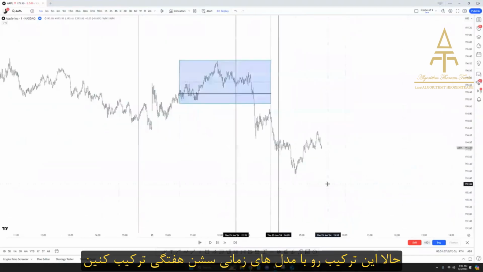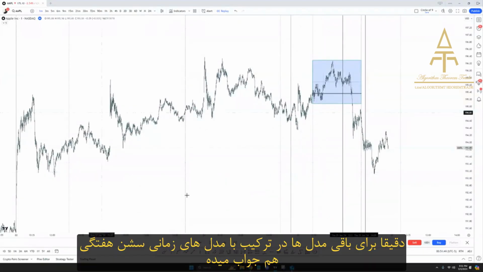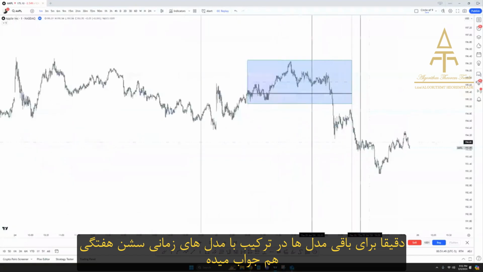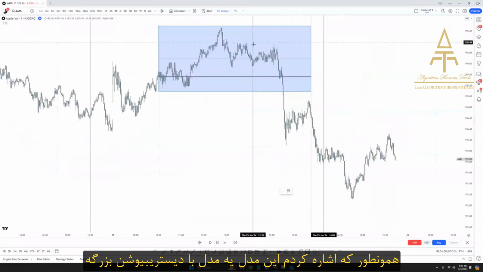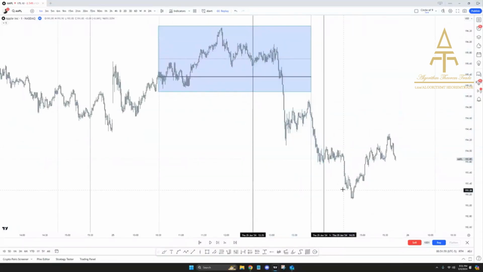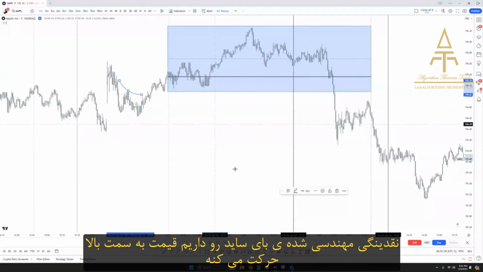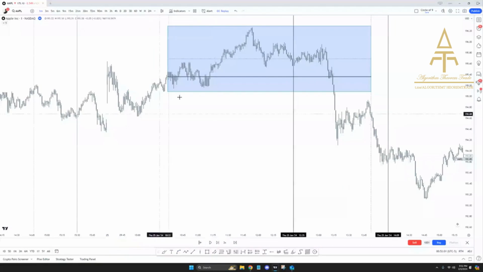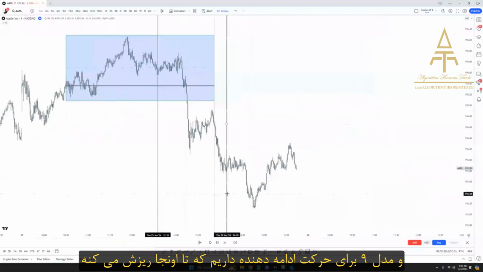Use that combination with weekly session time models, and you have a higher probability trade. Same goes for the other models for all weekly session time models. But as I mentioned, this is a large distribution model, so you can expect large moves when this does occur. This is the classic Judas that we talked about. Engineered buy side moves up to what? Model 6, then Model 9 is used for continuation, and it dropped to that.